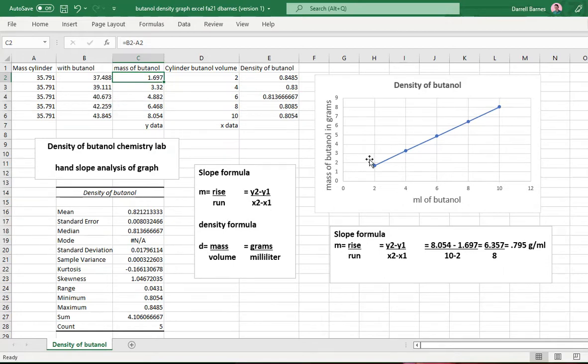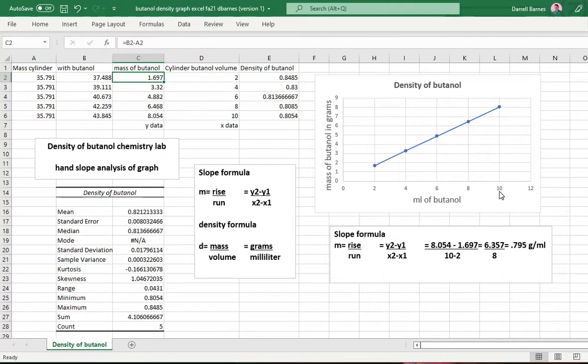The slope of a group of data points is the rise over run, the change in the y divided by the change in the x. The density formula is mass divided by volume, which is measured in grams per milliliter. We'll notice that on the y-axis I have mass, and on the x-axis I have milliliters. Notice that I have picked two data points. I have actually picked this one and this one to do the slope measurement because that's going to give the most reliable overall slope by hand.